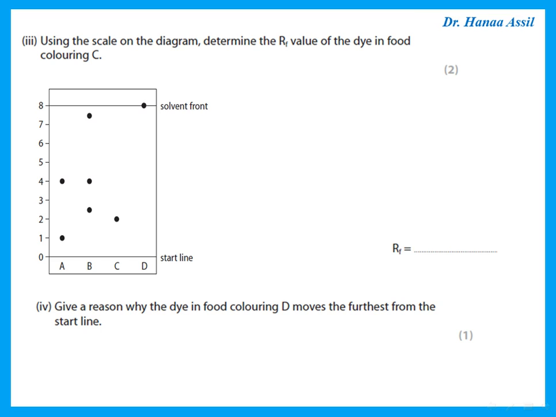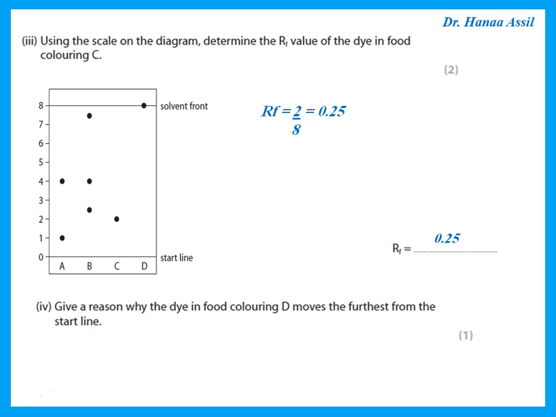RF value is the distance traveled by the spot over the distance traveled by the solvent. Can you see that the spot went up to 2 and the solvent went up to 8? So the RF value is 2 over 8. RF value is distance traveled by spot over the distance traveled by the solvent. We measure from the start line or from the baseline to the spot divided by from the baseline to the solvent front.